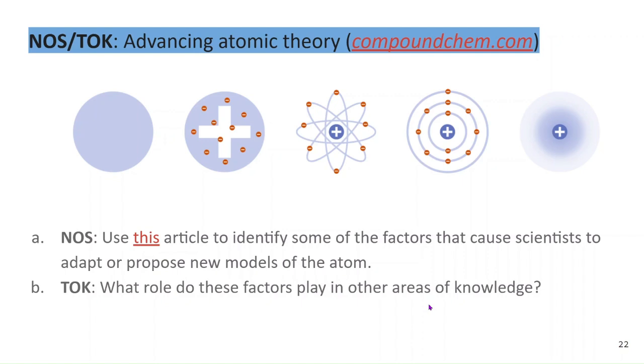So what you're going to do for your assignment today is read an article, which I'll post in ManageBac, and identify some of the factors that cause scientists to adapt or propose new models of the atom. There have been many, many models of the atom throughout time. It has changed and gotten better. So you're going to read about some of those, and then I want you to think about what role these factors play in other areas of knowledge. I'm going to post those as discussion questions on the article.